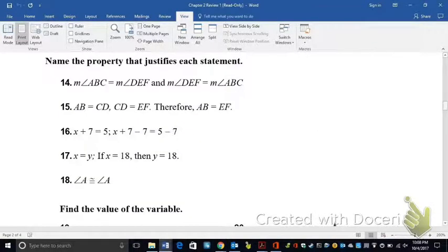So now we're going to look at 15 and 17 here. We're going to name the property that justifies each statement. So on 15, we know it's a property of equality. How do we know that? Because they're equal signs. If there were congruent signs, we'd write POC for property of congruence.